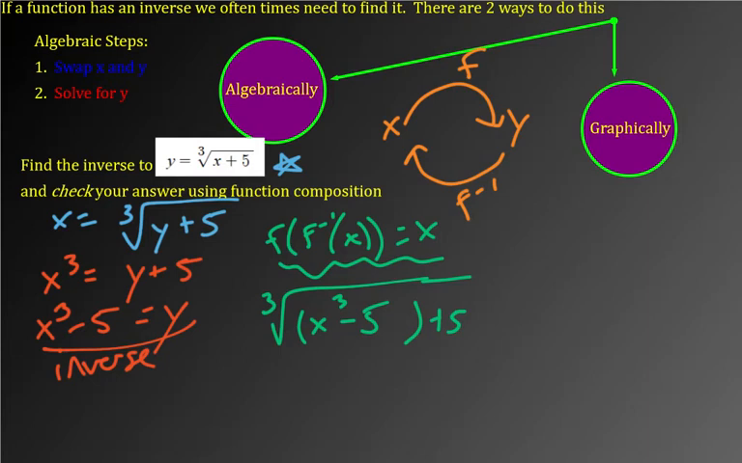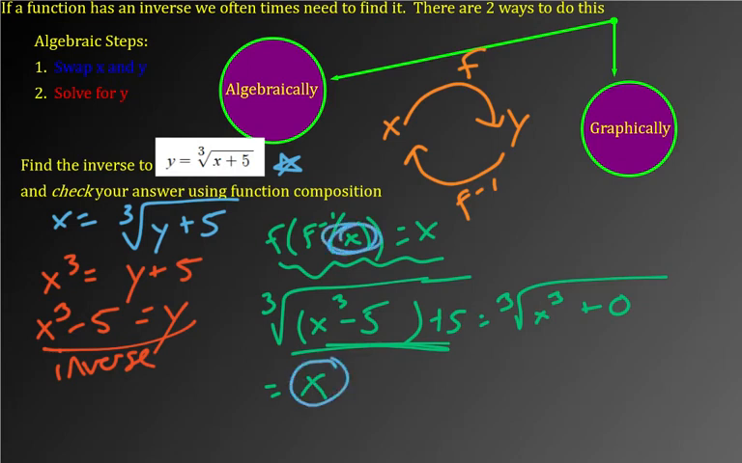And then in here, I'll simplify this a little bit. I can do minus 5 plus 5 and get plus 0, right? And then cube root of x cubed is x. And so you can see you really did it. You started with x and you ended with x. You've created this loop, and you've gone back to where you start. So they really are inverses.